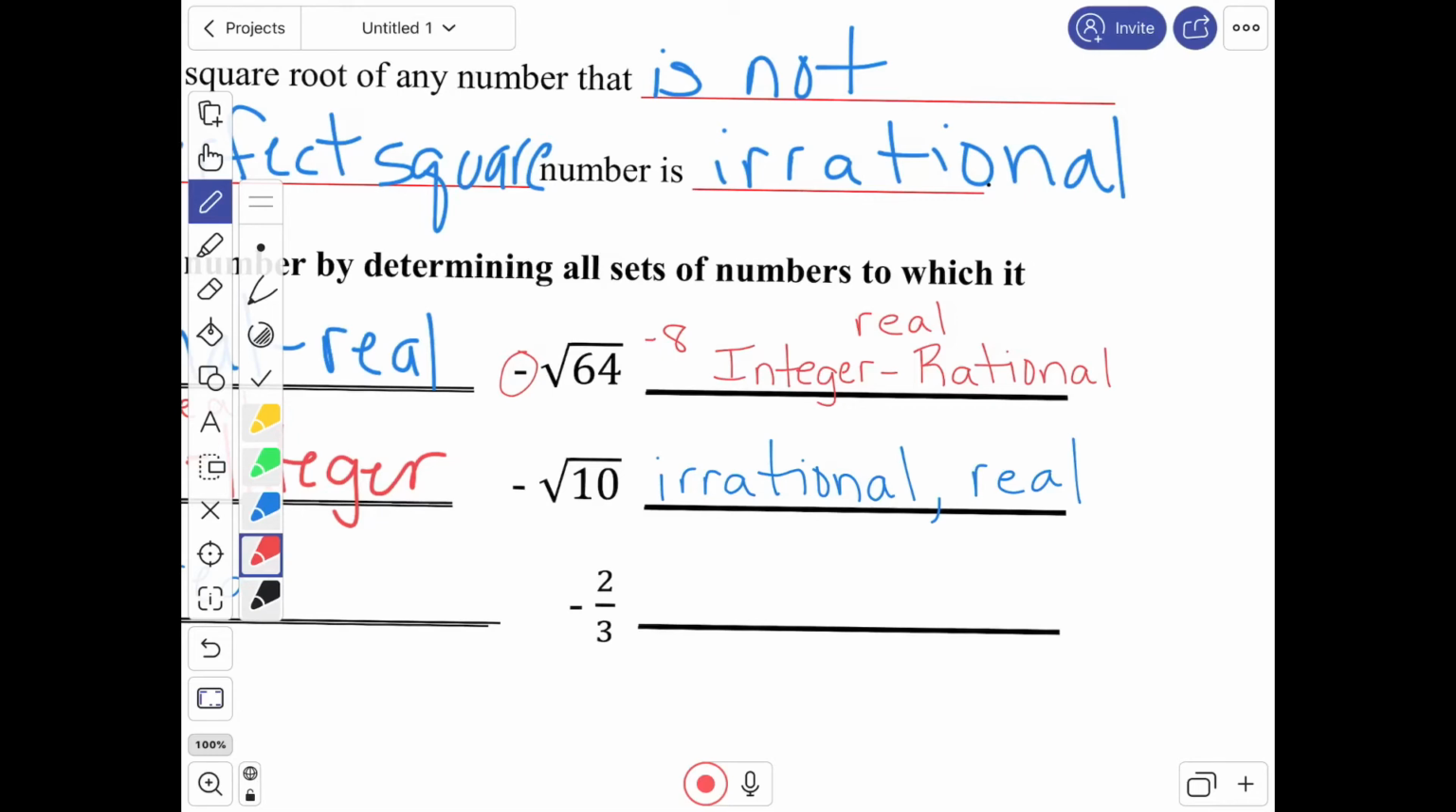-2/3. Just because it's negative, it's not an integer. Integers are only whole numbers and their opposites, not fractions. So it's a fraction. That makes it a rational number. And if it's rational, it's also real.